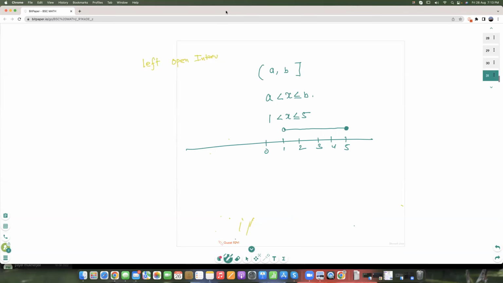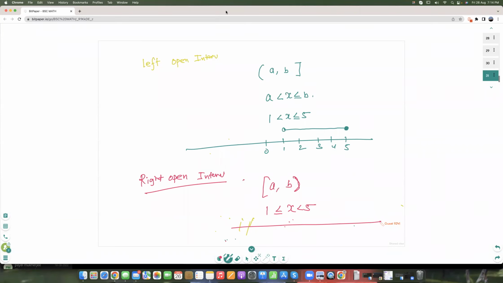And then we have the right open interval. In the right open interval, the right hand side is open. So it's like [A, B), where x is greater than or equal to 1 and less than 5. On a number line, we write it down like 0, 1, 2, 3, 4, and 5. So from 1 to 5, at 1 it will be dark and this will be the whole area.